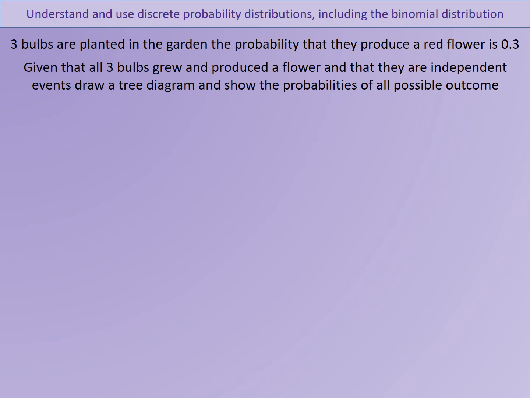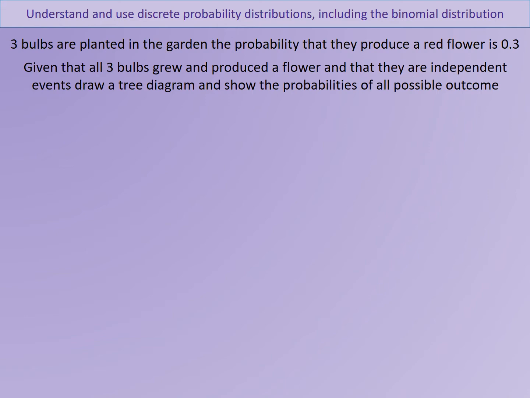In this lesson, we're going to have a look at using the discrete probability distributions to include the binomial distribution. Let's take a look at an example. 3 bulbs are planted in the garden. The probability they produce a red flower is 0.3.